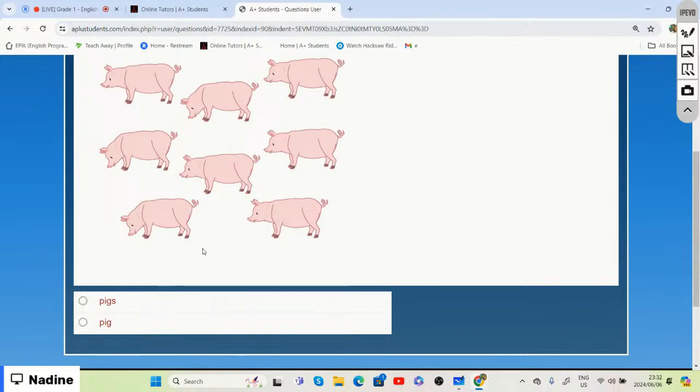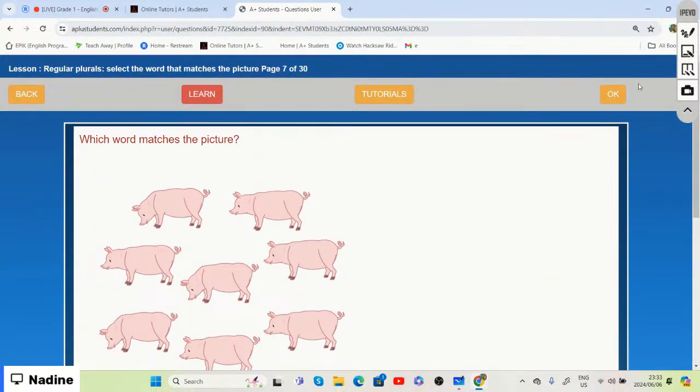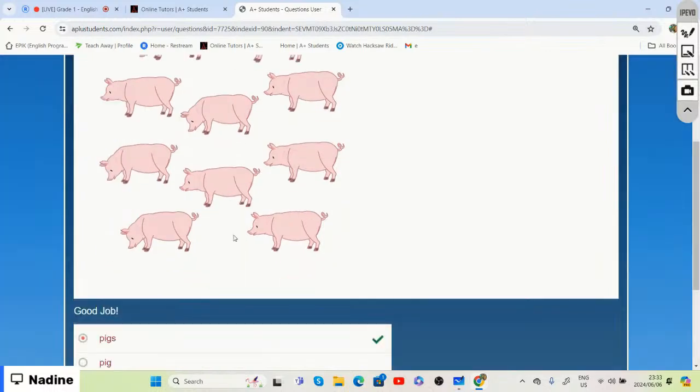So do we say pigs or pig? All right, so we can then say, since there's more than one, since there are 10, right? So we can say it is pigs. Yes, well done. Pigs is correct. Great job. That is correct. Well done.